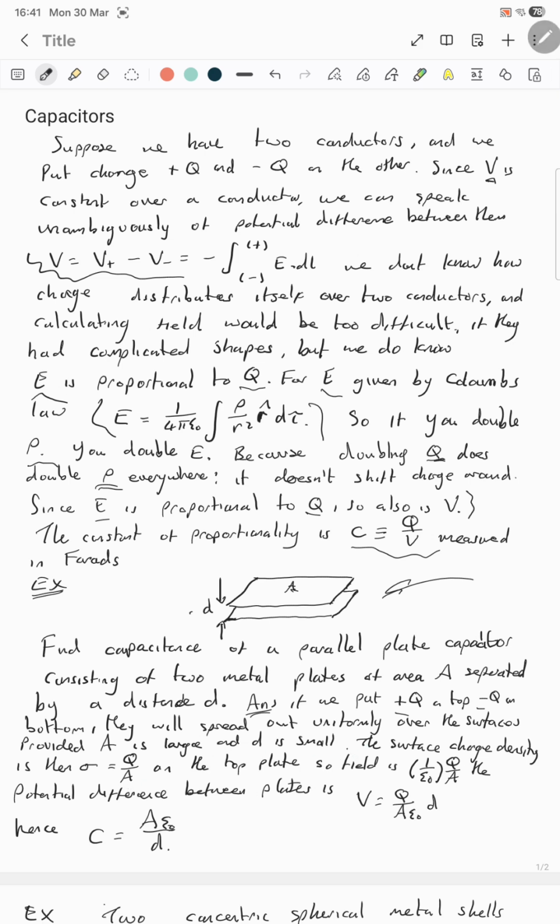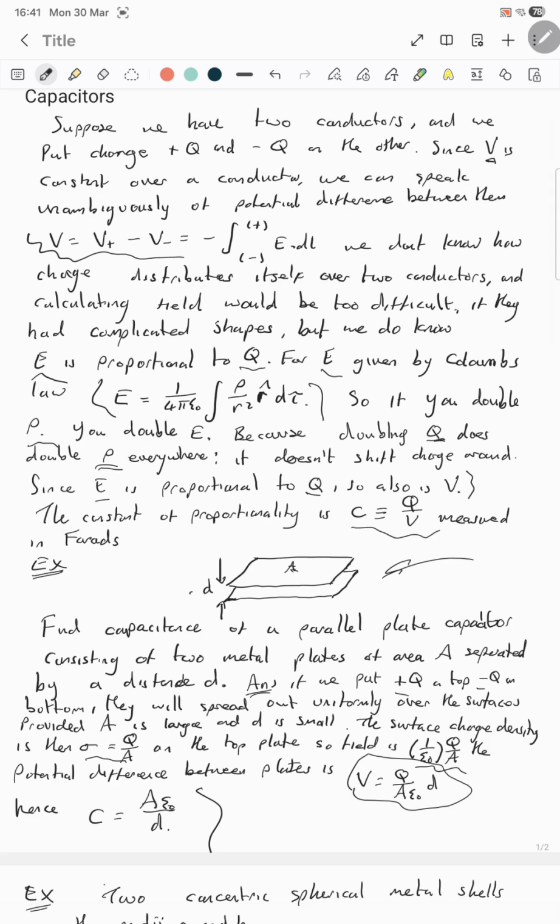The surface charge density is then given here on the top plate, and so the field is given here. The potential difference between the plates is given as such. So our capacitance is then given by this.